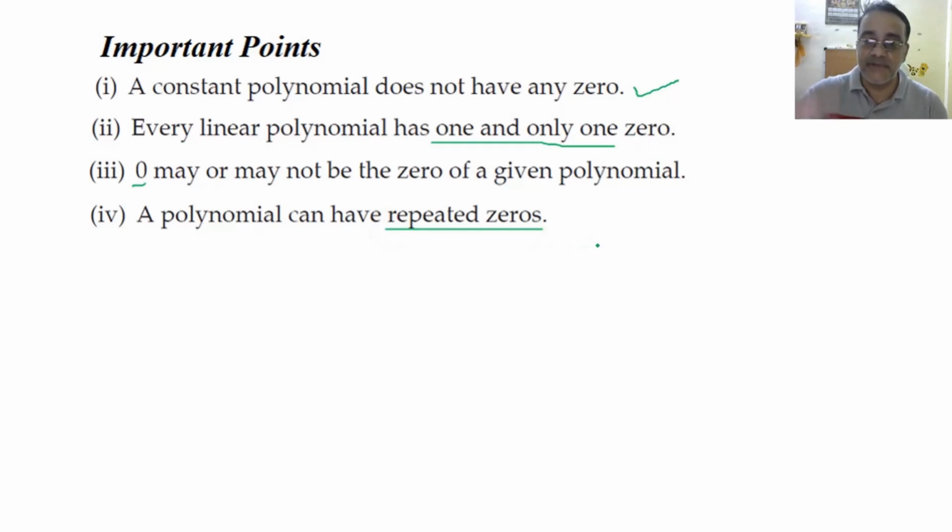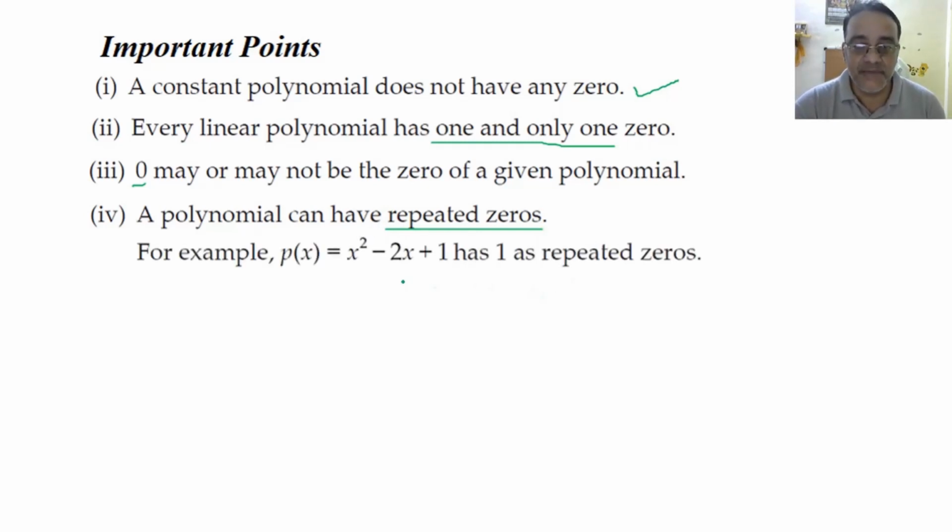Repeated zero means the same zeros can occur. For example, if p of x is given as x square minus 2x plus 1, I told you this is a quadratic polynomial. So a quadratic polynomial will have two zeros, and here 1 is a repeated zero of this polynomial.